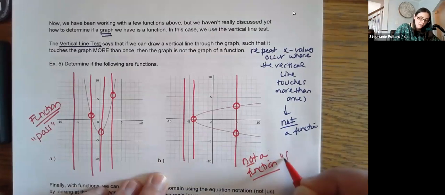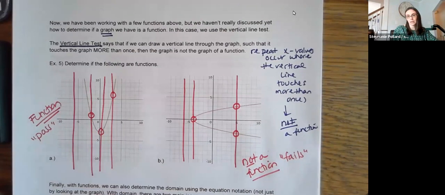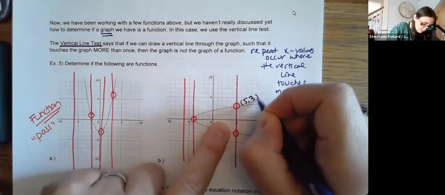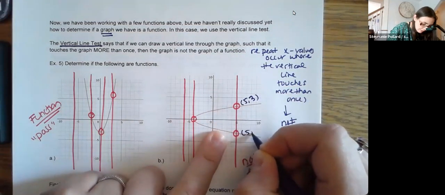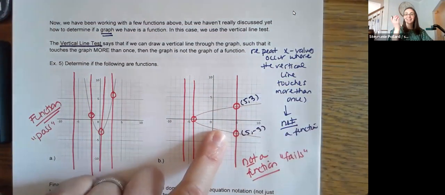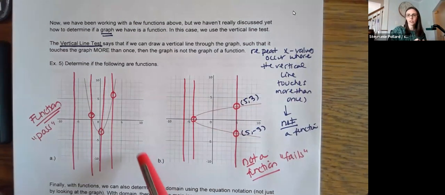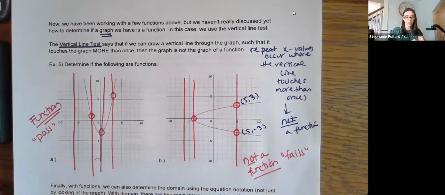We say that it fails the vertical line test. And what's happening here when you hit more than once, if you look, this is the point (5, 3), and this is the point (5, negative 3). So you're getting the same x, two different y values. And that's what's happening with the vertical line test. So that's another way to check if something is or is not a function.